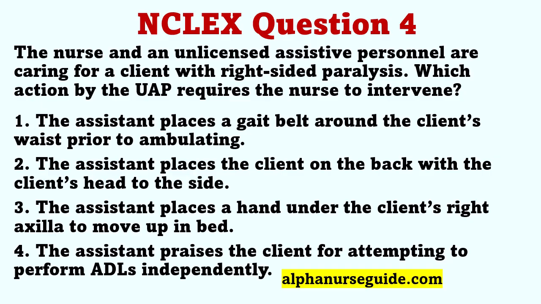The correct answer is 3. The assistant places a hand under the client's right axilla to move up in bed. This action is inappropriate and would require intervention by the nurse because pulling on a flaccid shoulder joint could cause shoulder dislocation. The client should be pulled up by placing the arm underneath the back or using a lift sheet.